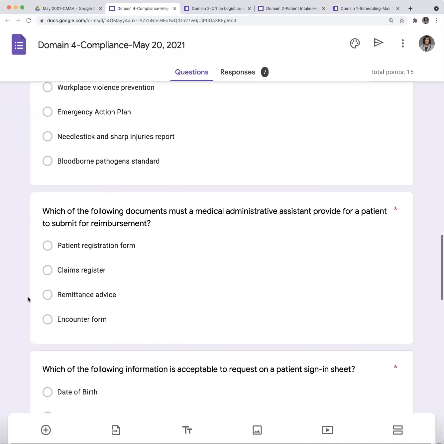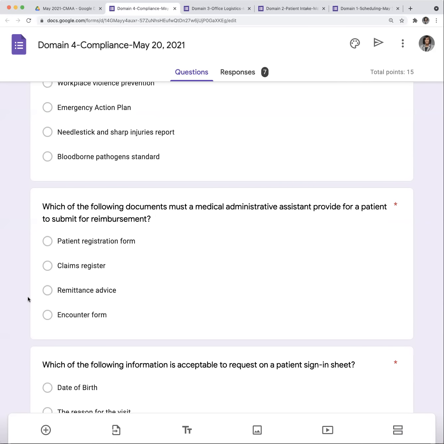Which of the following documents must the MAA provide for a patient to submit reimbursement? An encounter form, because sometimes patients don't want us to bill the insurance. They will go after the reimbursement themselves. So we have to give them the encounter form so that they can submit.